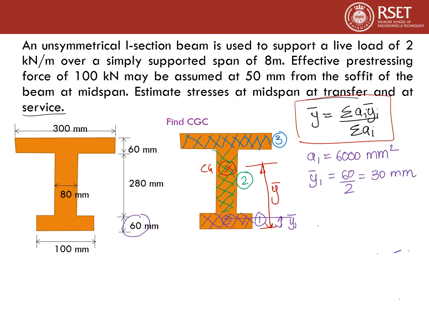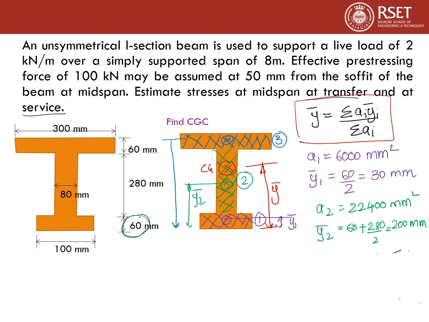Now considering the next area, A2 will be the area of the middle rectangle. That will be 280 into 80. That comes to 22,400 millimeter square. And CG of the rectangle will be the middle of this rectangle. So this distance will be y2 bar. That will be 60 plus 280 by 2. It comes to 200 mm. Considering the third area, the CG of this area will be in the middle, and this distance will be the y3 bar.